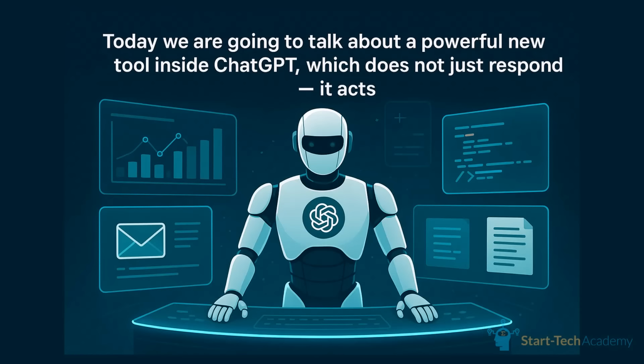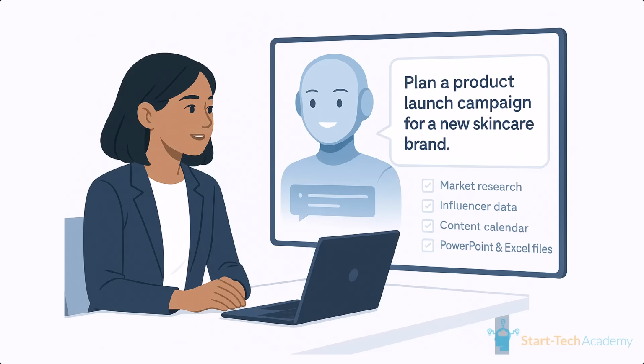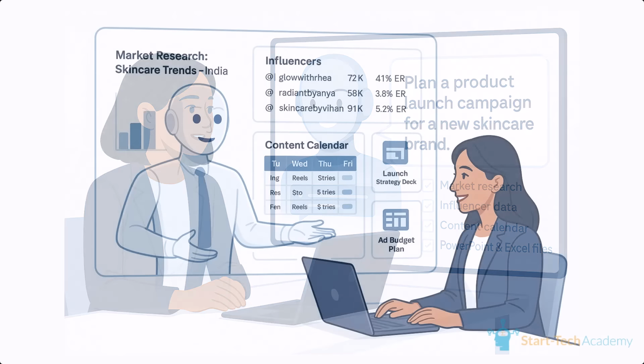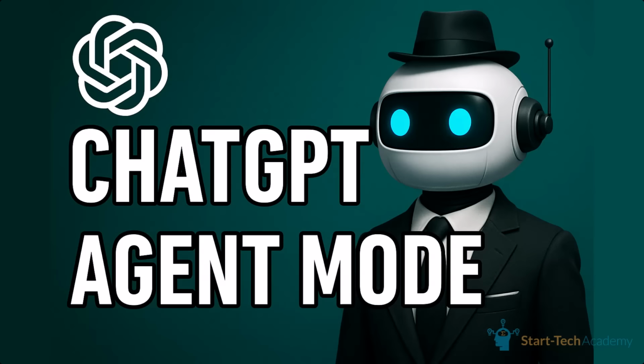Today, we are going to talk about a powerful new tool inside ChatGPT which does not just respond, it acts. Imagine telling it, plan a product launch campaign for my new skincare brand. And it actually goes ahead and does the market research, pulls live influencer data, builds your content calendar, and even delivers a ready to use PowerPoint and Excel sheet. Sounds like magic? Well, that magic is now called agent mode and it is here.